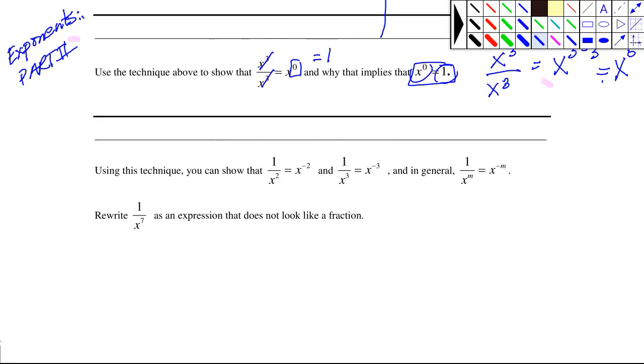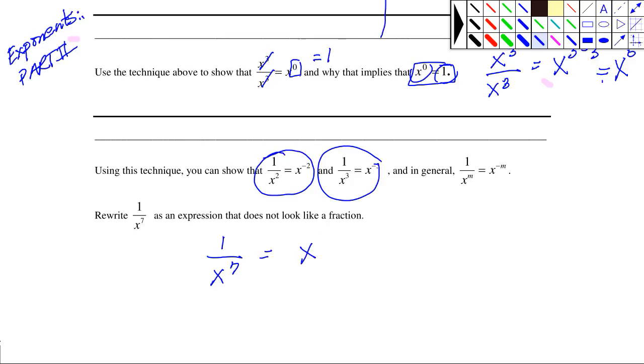So here I am showing you that 1 over x squared is the same as x to the -2. 1 over x to the third is the same as x to the -3. And then when I say rewrite 1 over x to the 7th as an expression that doesn't look like a fraction, the way I would do that is to say that 1 over x to the 7th is exactly the same thing as x to the -7.